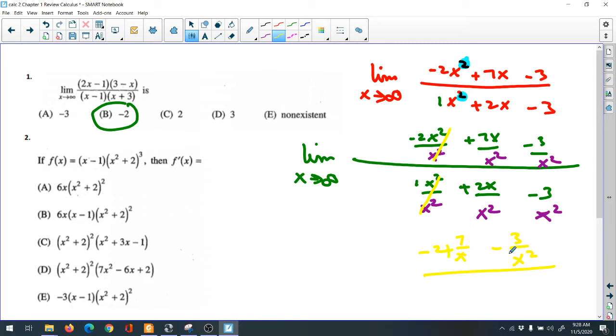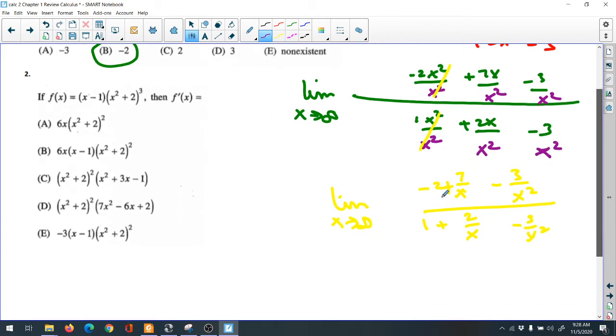Plus. And here is 1 plus 2x over x squared is 2 over x, negative 3 over x squared. We still have the limits when x approaches infinity. So if you substitute for infinity now, all will be 0. 7 over infinity will be 0. 3 over infinity squared, which is still 0. 2 over infinity is 0. 3 over infinity is 0. Negative 2 over 1 left. That's the answer of the first question.